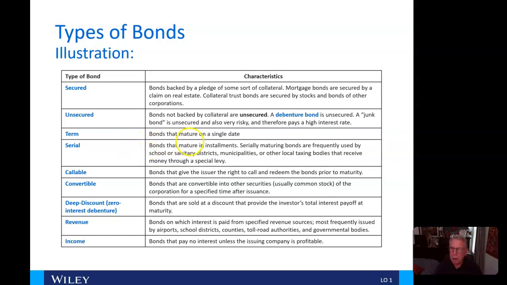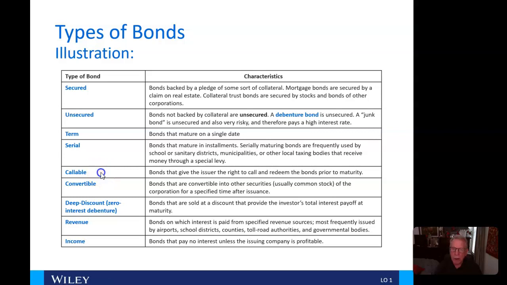The term of the bonds that mature on a single date, that's a term bond. A serial bond matures in installments. So serial bonds are not normally used in the corporate world. They're used in government accounting, and these are frequently used by schools, municipalities, local taxing authorities, etc.